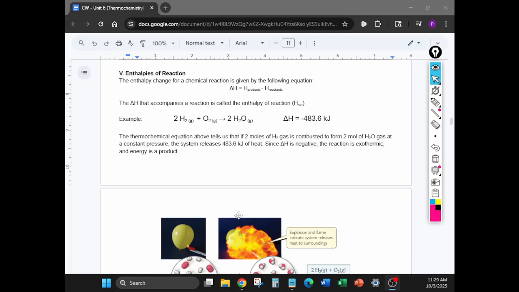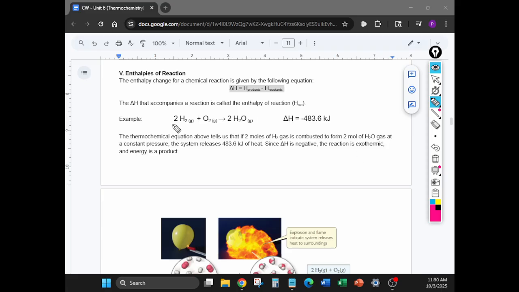All right, so let's talk about something called enthalpy of reaction. Now, we talked about how when we have a reaction, we have an enthalpy at the end, the delta H, right? Now, just know delta H is always equal to the enthalpy of the products minus the enthalpy of the reactants. Okay, delta H is products minus reactants. And essentially what that's telling us is if this energy is a reactant or a product.